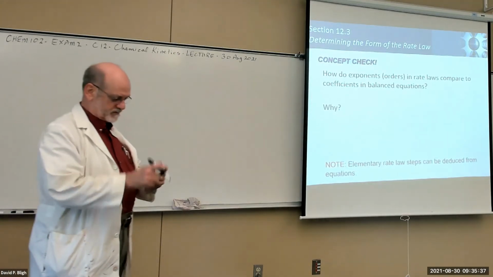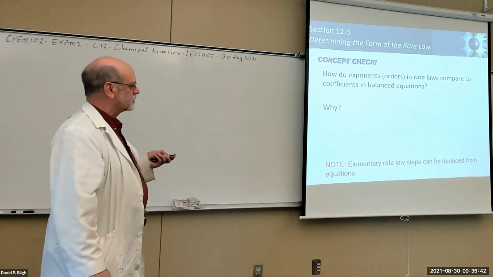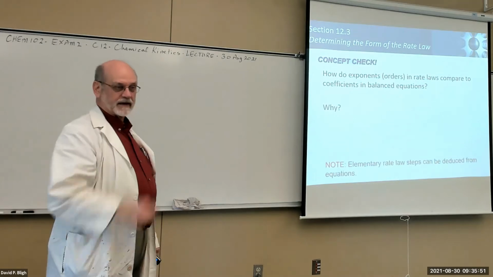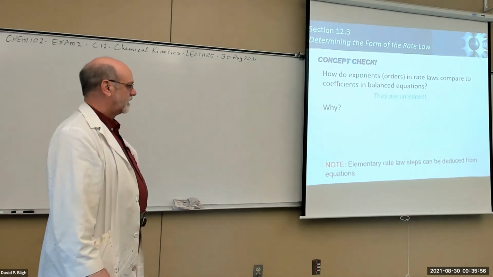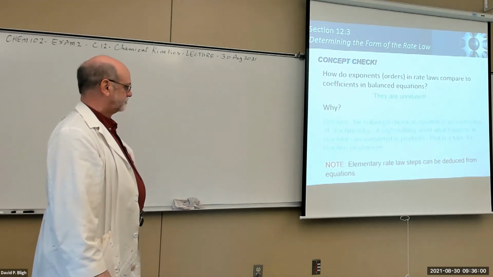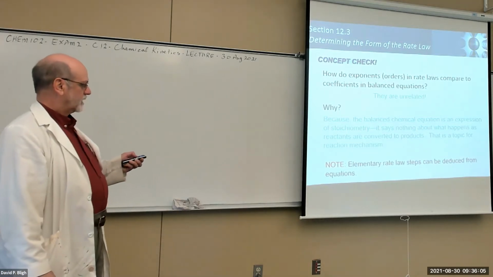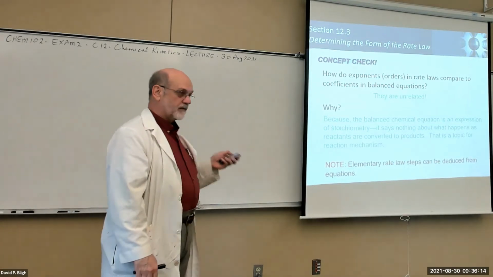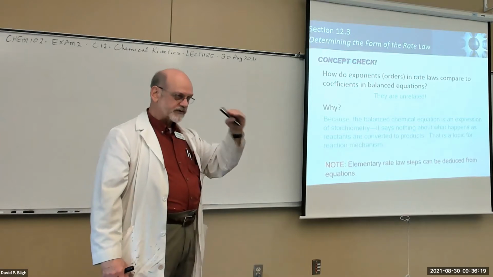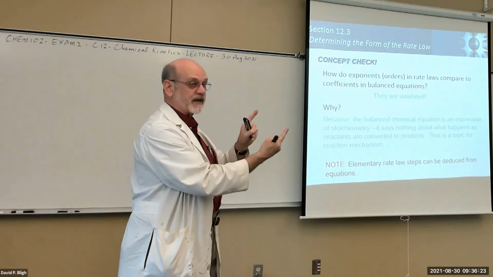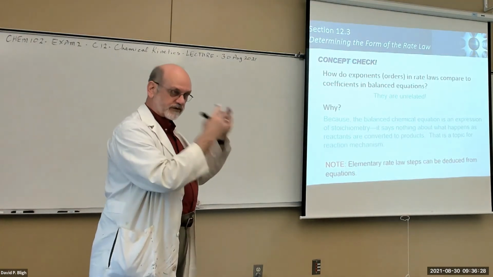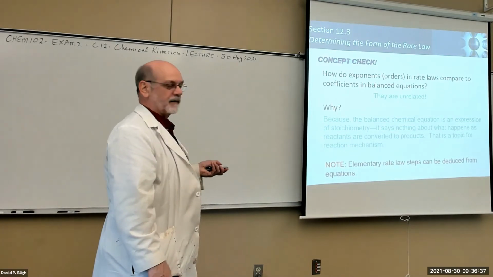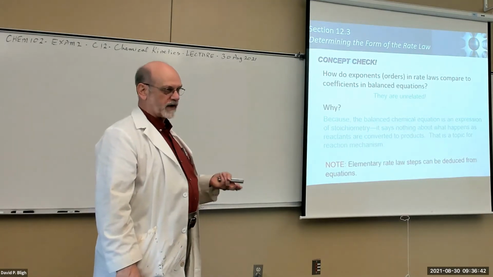All right, just to be sure this rule sunk in, how do exponents or orders in the rate laws compare to coefficients in a balanced equation? They don't. They have no relationship whatsoever. If they look like they do, it's purely coincidental. They are unrelated. The balanced chemical equation is an expression of stoichiometry. That's the overall reaction. Now we're going to find out later that once you know the mechanism of a reaction, the individual steps that are buried in that arrow, then you can say something using the coefficients of the individual steps about the order. But that doesn't come yet. When you're looking at the overall equation, then it's experimentally determined order. It has nothing to do with the overall reaction coefficients.